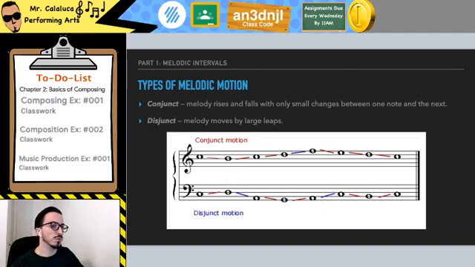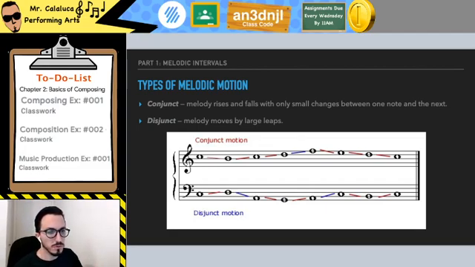This means you don't have it, okay? So it's without or it's not, all right? Not together. So conjunct melody: the melody rises and falls with only small changes between one note and the next. If you look at the conjunct motion over here, it's not going pretty far. It's going maybe a little bit. You'll see it skips from line to line, but other than that, it's just going one note after the next, okay?